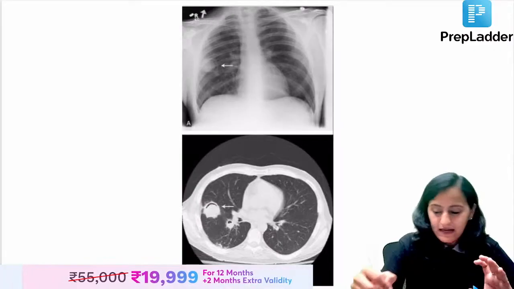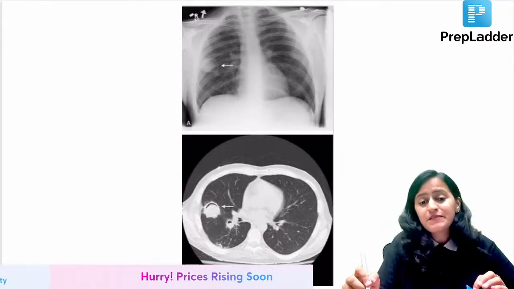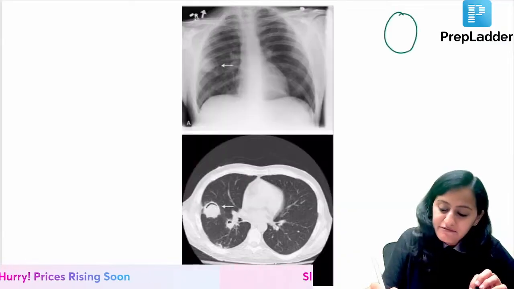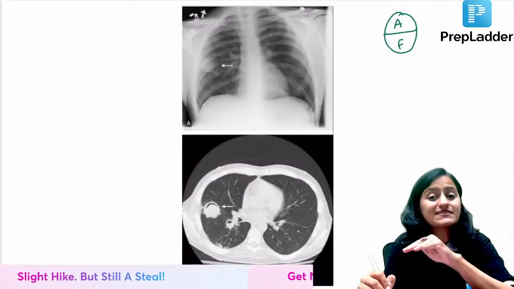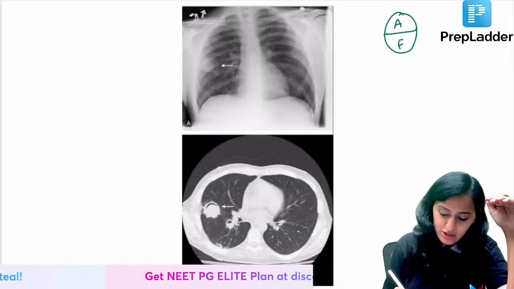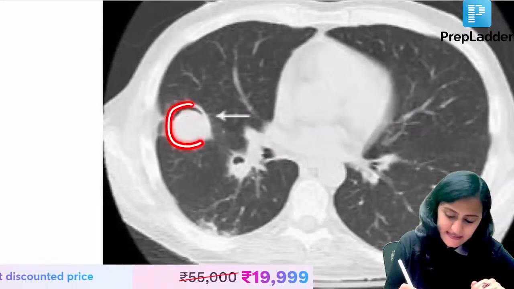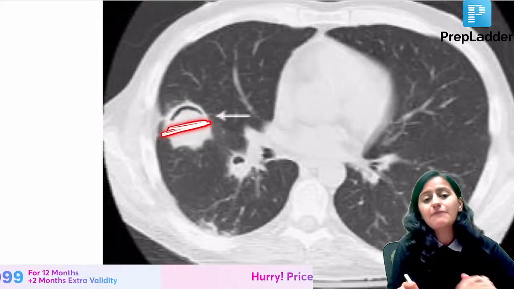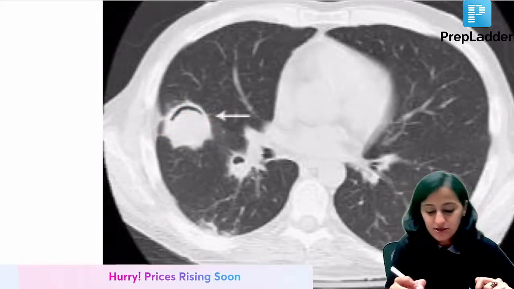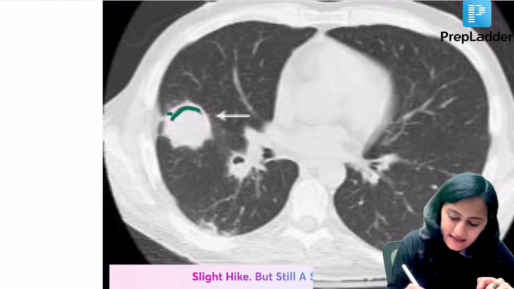देखो, I understand that this can be confused for abscess, but abscess में क्या होता है? Air fluid level होता है, ठीक है? And how is the air fluid level? It is horizontal. It is not going to be bulging like this. Look at the image here. This is like a cavity, उसके अंदर कुछ है. It's not flat. If it was an abscess, it would be air fluid level horizontal. Rather, what you are seeing here is this black color air like a crescent.